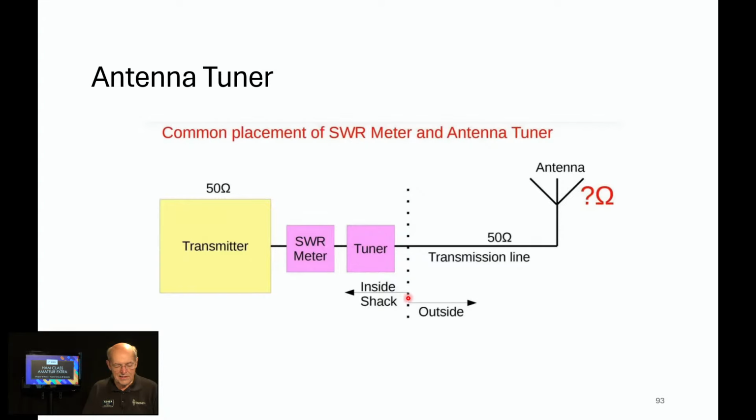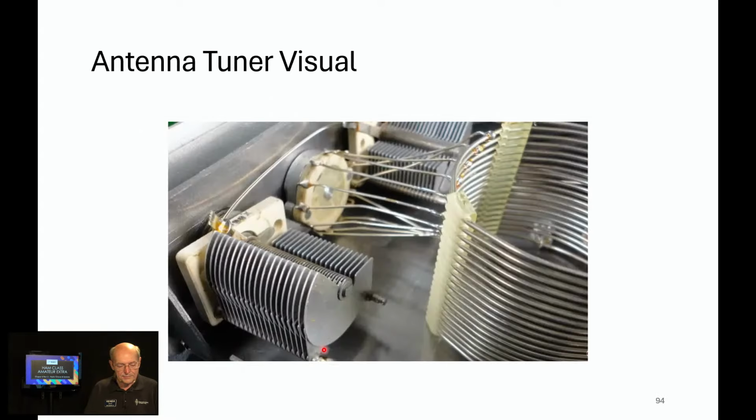These dotted lines are the wall of your ham shack. This is inside the shack and this is outside. So this is commonly where they're placed. An antenna tuner can also be placed out at the antenna with differing results, but there are pluses and minuses to doing that. This is what you would normally see. So here's a visual of an antenna tuner. It's got capacitors and a coil and a switch to pick different taps of the coil.